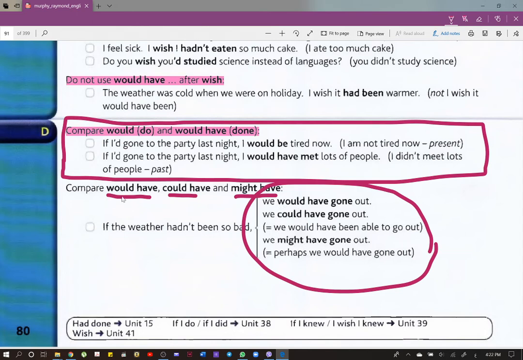Okay. Not only would but we may also use could and might with the third case of if clause, but with different meaning. So with the third case of if clause, we may use would, similar to the second case when we are talking about the present, and we may also use could, and we may also use might.